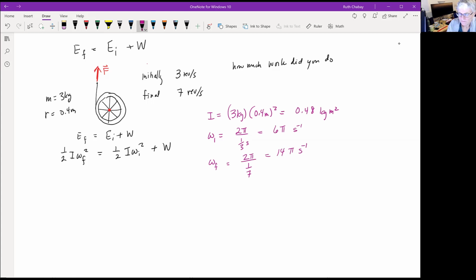And so the final kinetic energy is going to be a half times the moment of inertia, which is 0.48 kilogram meters squared, times 14 pi per second squared, which is equal to a half times the moment of inertia times 6 pi per second squared plus work. And we can solve for the work.